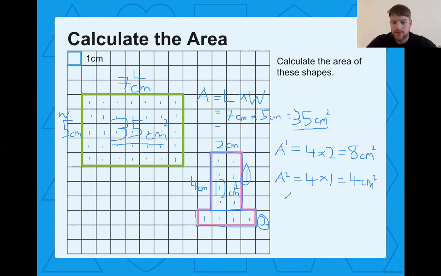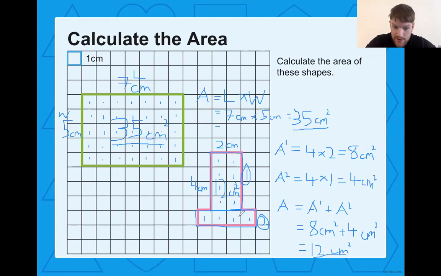Now the area of the total shape then will be the area of the first shape plus the area of the second shape. So the area of the whole shape is equal to area of shape 1 plus area of shape 2. The area of shape 1 we worked out to be 8 centimeters squared plus A2, which we've worked out to be 4 centimeters squared. So our area then is equal to 8 centimeters squared plus 4 centimeters squared, which is 12 centimeters squared, which is the answer I had already by adding up the boxes.